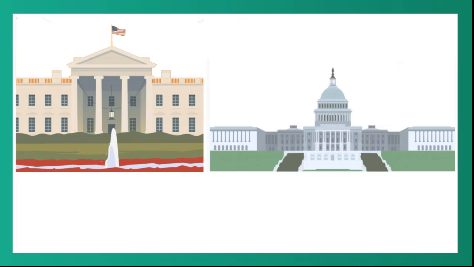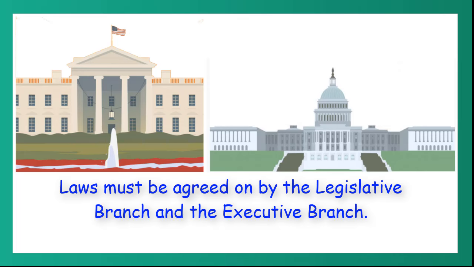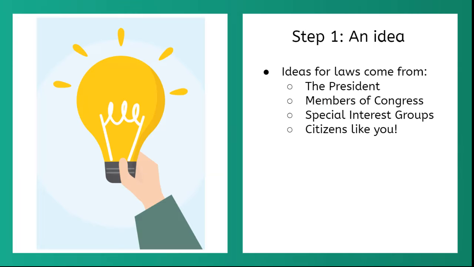The U.S. government has a lot of laws that are made to protect citizens and keep order in the country. These laws must be agreed on by the legislative branch and the executive branch. Each law must go through the same process to become official. Let's learn about that process.